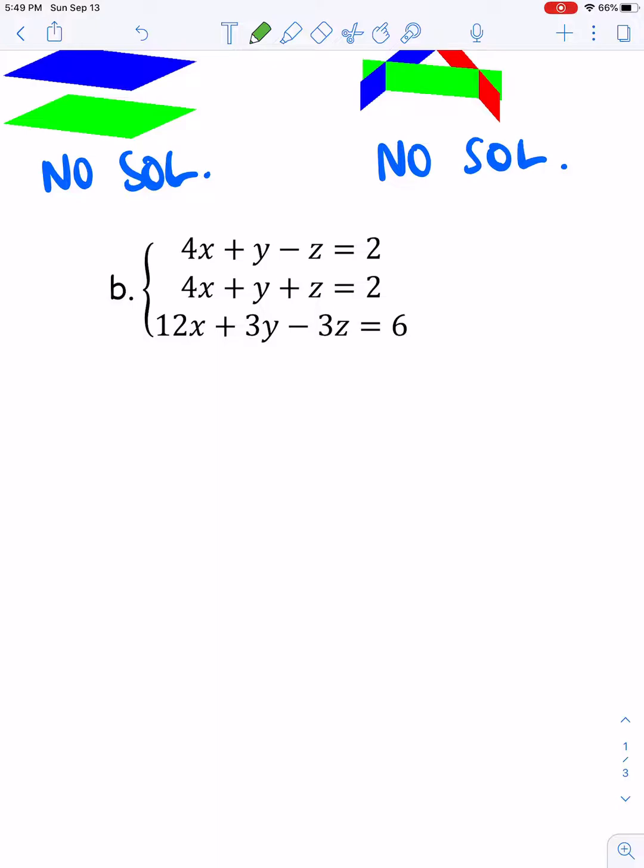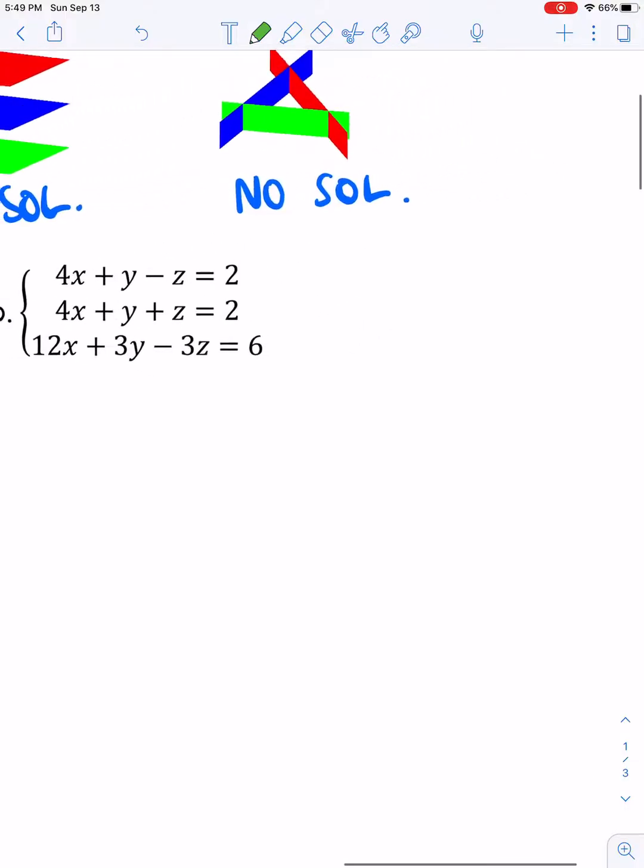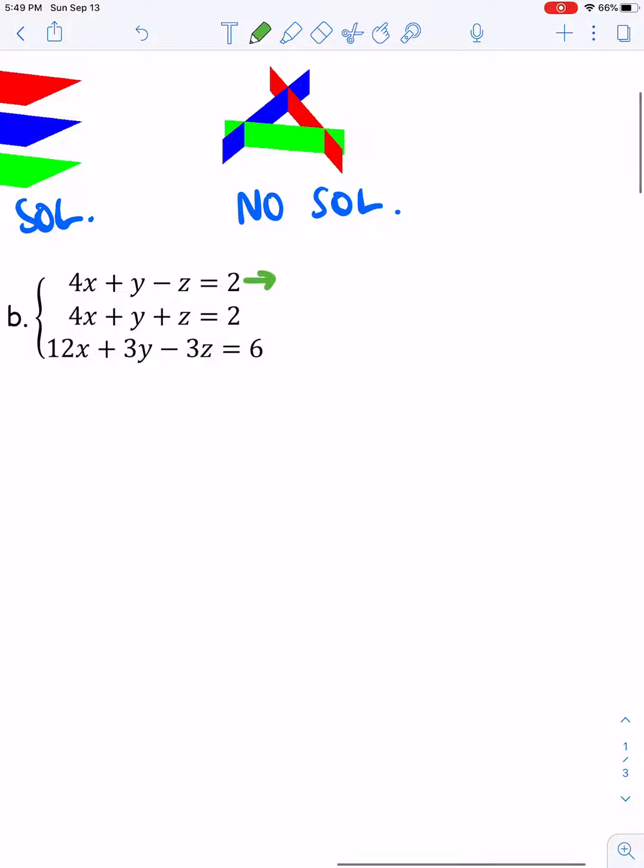So a couple of different ways that we can do this, but I'm just gonna go ahead and jump in with this first equation, and I'm gonna isolate one of my variables. So I'm gonna go ahead and just isolate my y variable. Like I said, it doesn't matter how you start, it just depends on how you see the problem. If I was going to isolate this y variable, I would subtract my 4x and then I would add that z over. So this is going to give me y equals negative 4x plus z plus 2.